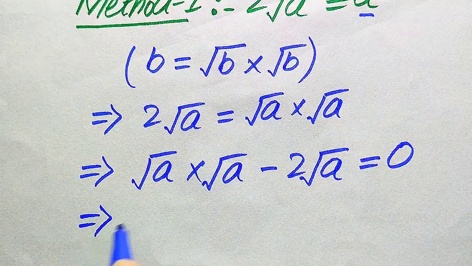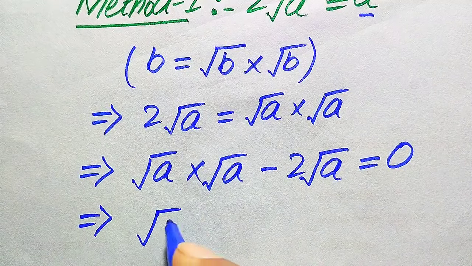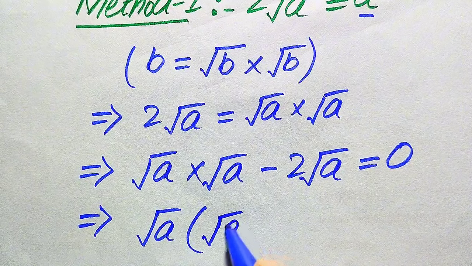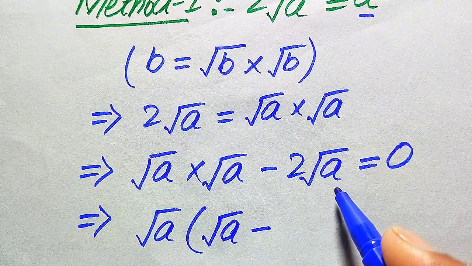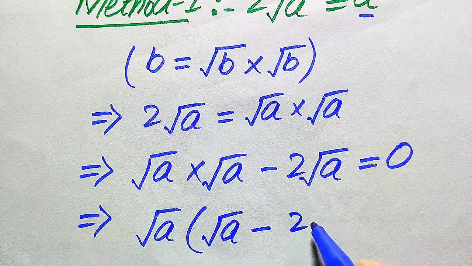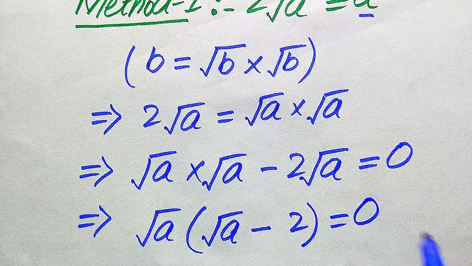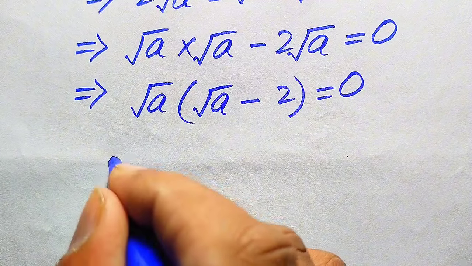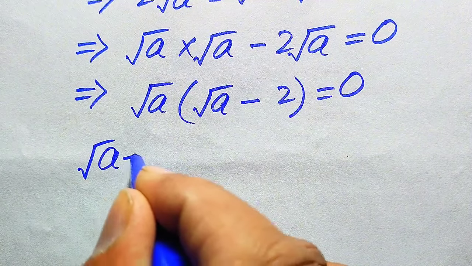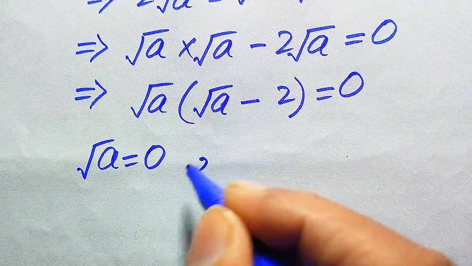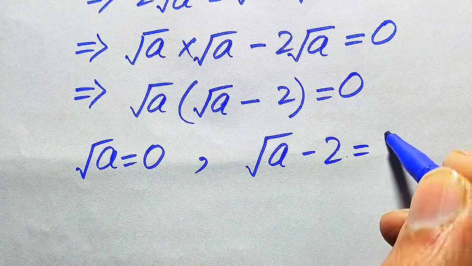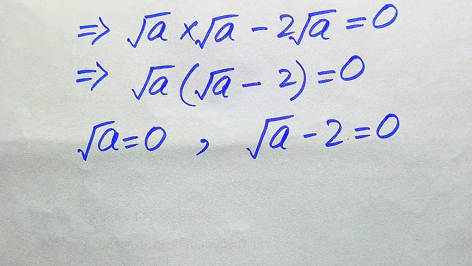And further in the next step we need to take common square root of a from here. When we take common square root of a, we get square root of a, and from the other term we get 2, and this whole equation is equal to 0. And now we divide this equation into two cases. The first case is square root of a is equal to 0, and the second case is square root of a minus 2 is equal to 0.